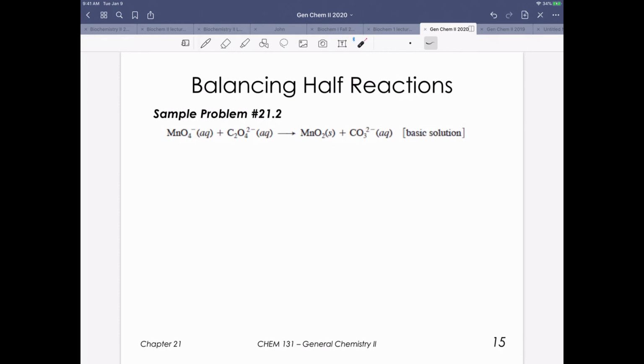Okay, step 1 is to take our skeleton reaction and divide it into 2 half reactions. Again, looking for things that are related by non-oxygen or hydrogen atoms to find these redox pairs that will create an oxidation and a reduction half reaction. So go ahead and pause and try to figure that out for this problem.